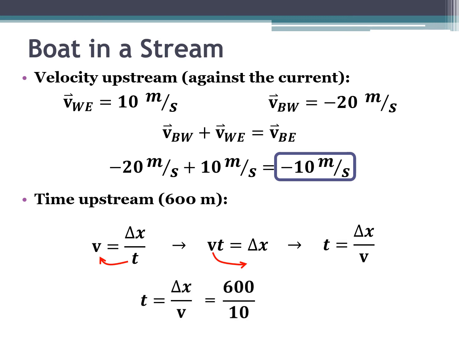Then we go ahead and plug in our numbers. 600 meters divided by 10 meters per second. Again, I dropped that direction because it doesn't matter with time. And that's going to give us 60 seconds. So it takes 60 seconds to go upstream with the current being 10 meters per second and the boat being 20 meters per second going against the current.